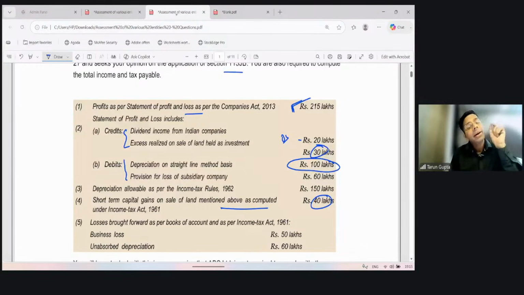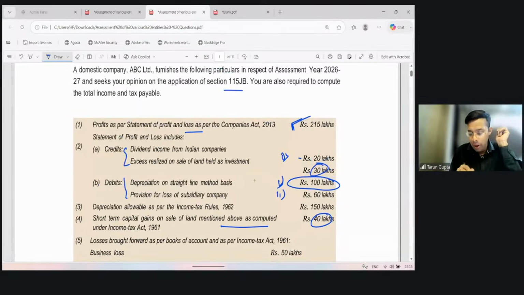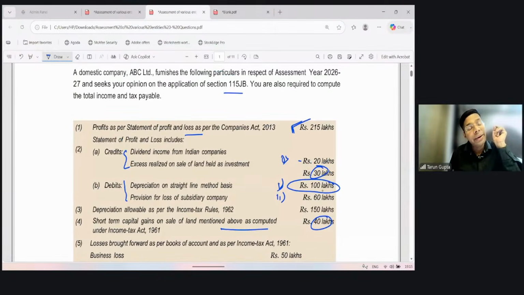Excess on sale of land: no adjustment. While computing book profit, we saw no item dealing with it. Depreciation 100 lakh. This has to be reduced. First it has to be added back and again reduced, except for the revaluation. There is no revaluation. So I will add 100, reduce 100. First adjustment. Provision for loss of subsidiary is to be added while computing book profit. The second adjustment: so the 100 lakh adjustment has no impact. It is added and reduced at the same time. But the 60 lakh adjustment has an impact.